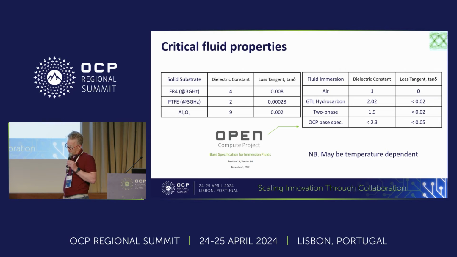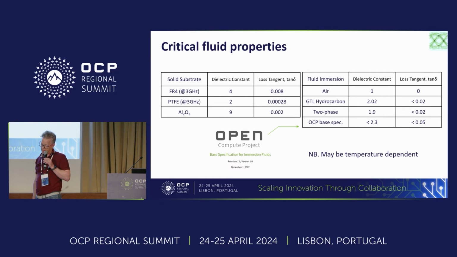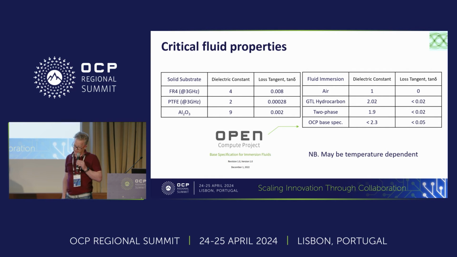The loss tangent does become a major effect at higher frequencies, and when we get into the gigahertz range, then loss tangent does become important. Again, the value for air is 0. We have a finite number for liquids. And again, the OCP base specification to control the impact of this for high data rates is less than 0.05. The 2 fluids that you can see as an example, of which there are many, are well within that range. So that's a good thing.